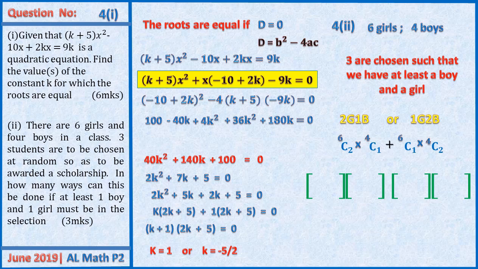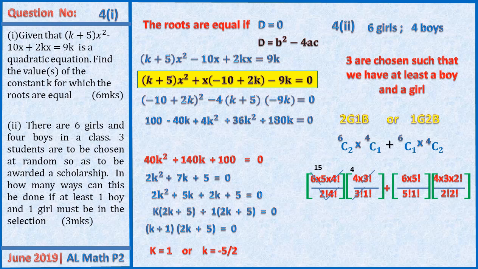6 combination 2 is the same as 6 factorial over 4 factorial 2 factorial. So that's the same as 6 times 5 times 4 factorial over 4 factorial 2 factorial. 4 combination 1 is the same as 4 times 3 factorial over 3 factorial 1 factorial. 6 combination 1 is 6 times 5 factorial over 5 factorial 1 factorial. And the last one is 4 times 3 times 2 factorial over 2 factorial 2 factorial. And then we have the positive sign in between.